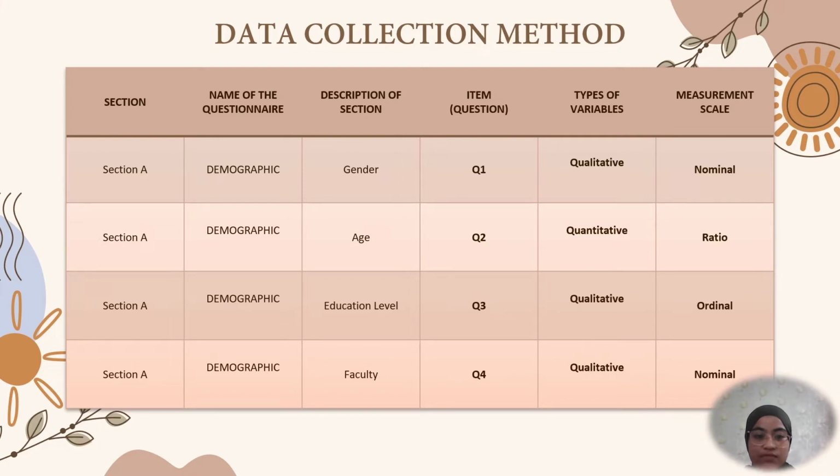The measurement scale for Q1 is nominal, Q2 is ratio, Q3 is ordinal, and Q4 is nominal. Nominal scale is the data without numeric values. Ordinal scale is data arranged in sequence according to its position on the scale. For example, the level of education from diploma to degree.